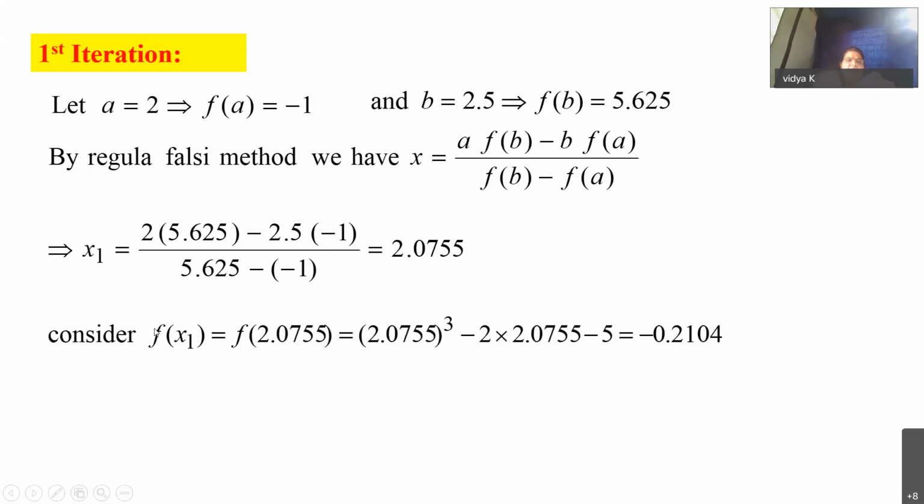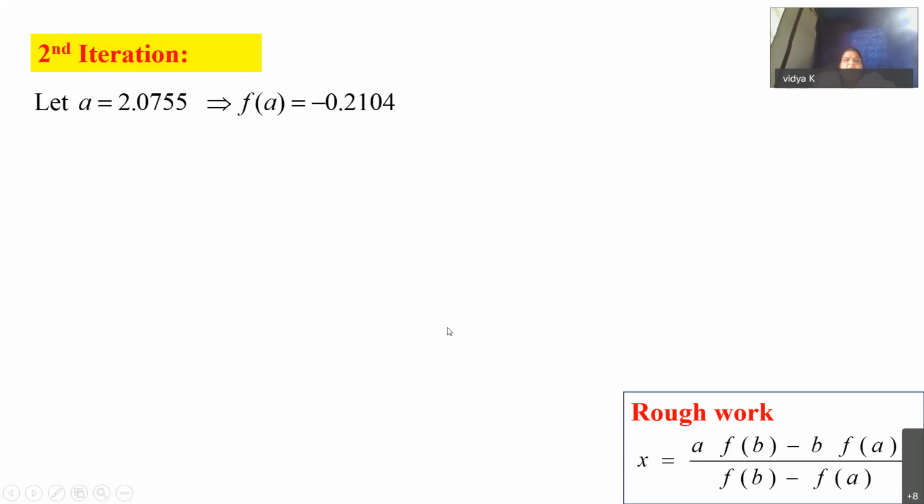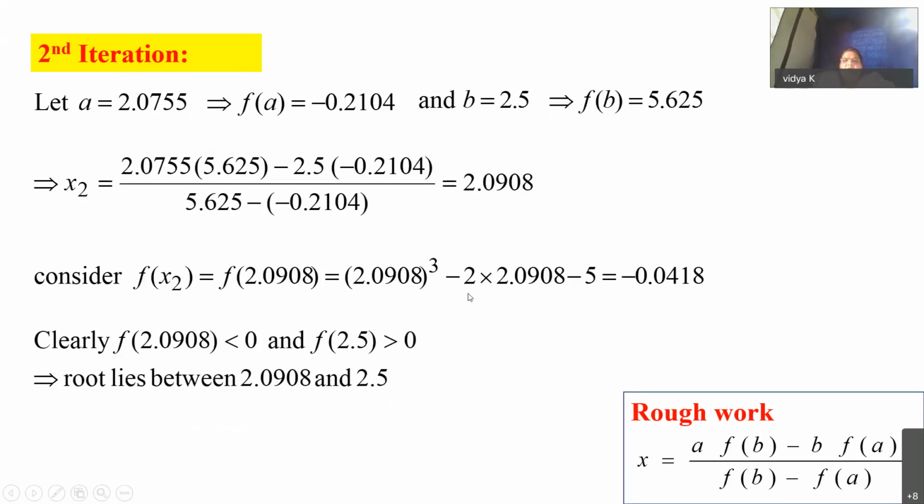Next, what you do? You get f at x1. f at x1 is f at this value, and you get negative. Once you get negative, check in the previous slide which is lesser than and which is greater than. So f at 2.0755 is less than 0 and f at 2.5, you have seen earlier, is greater than 0. So the root lies between these two values. So go to the second iteration. Now substitute, you get this value.